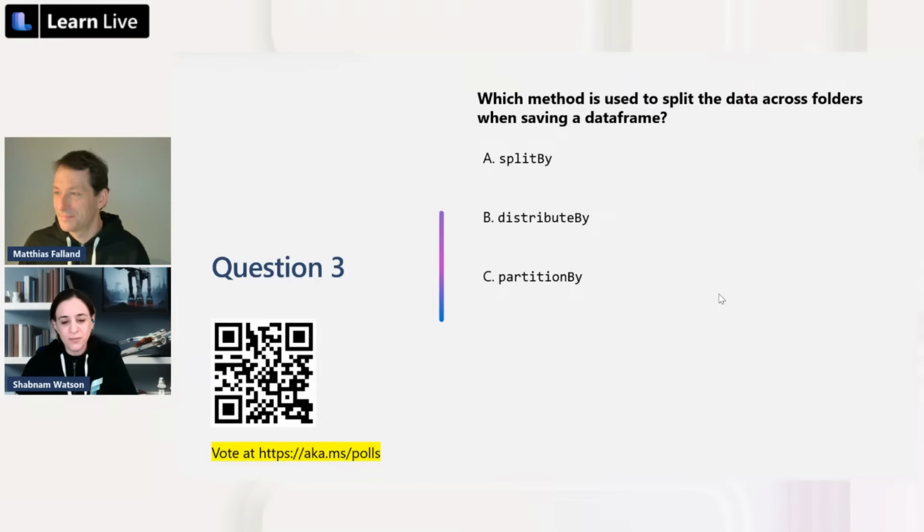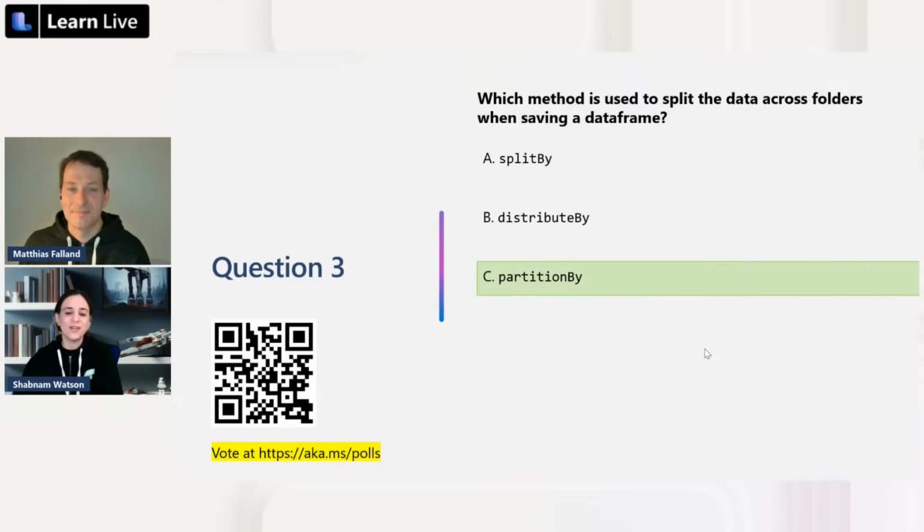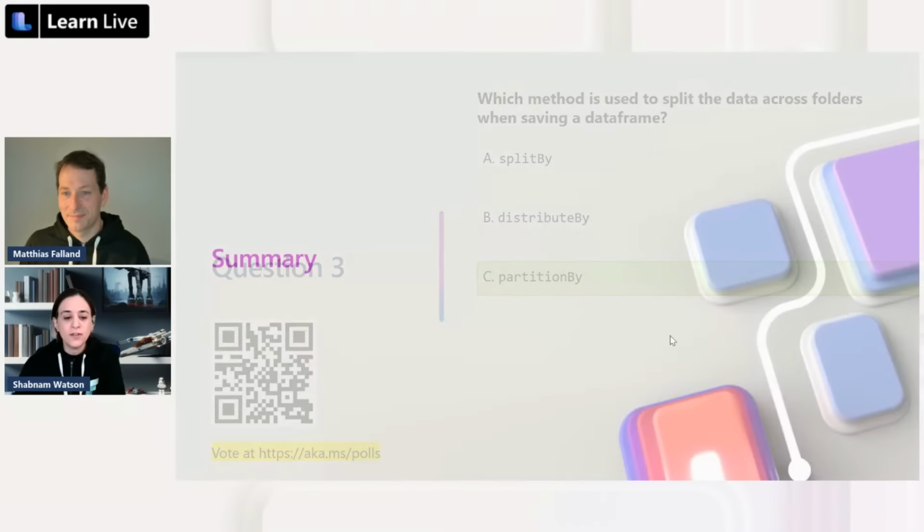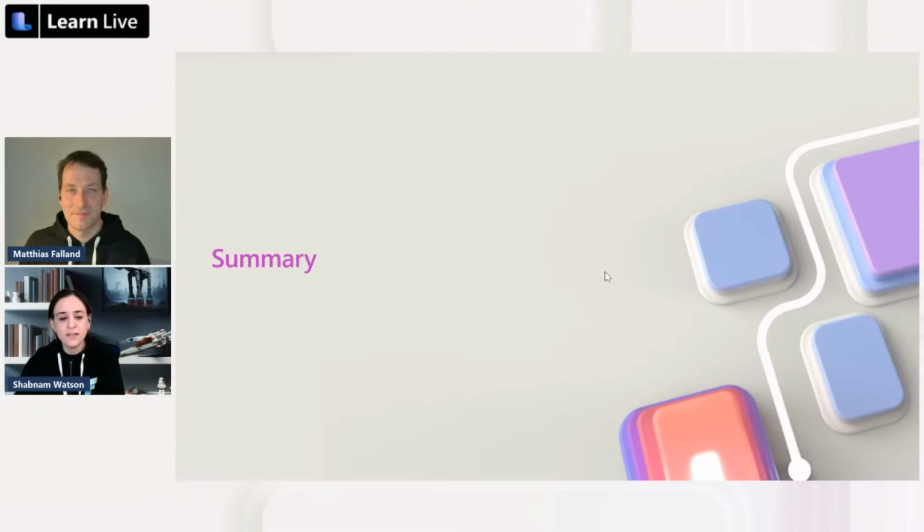Let's see. All right, I'm going to reveal the answer. Awesome. Everybody got this right, so great job. It is the partition by. It's an optimization method so that your reads further on can use less I/O and they'll be more efficient and faster. All right, so that was the last of our questions.